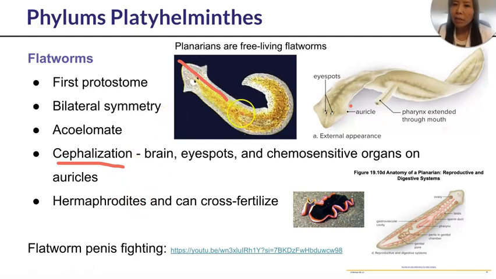Flatworms are actually hermaphrodites, which means that they can cross-fertilize. This is because they contain both male as well as female sex organs. You can see that here, where you have the genital cord, where they can have both male and female reproductive organs. So they can self-fertilize, but they can also fertilize with other individuals in the same species.